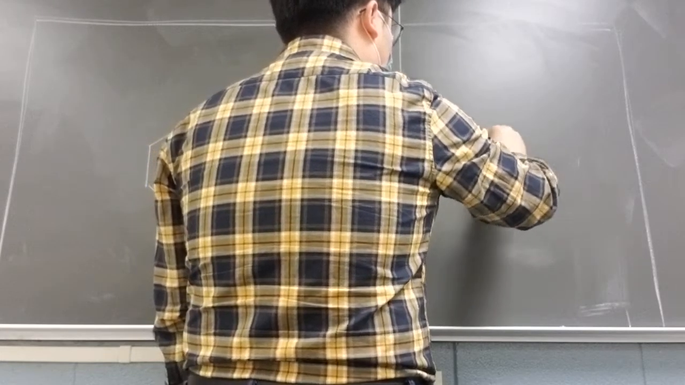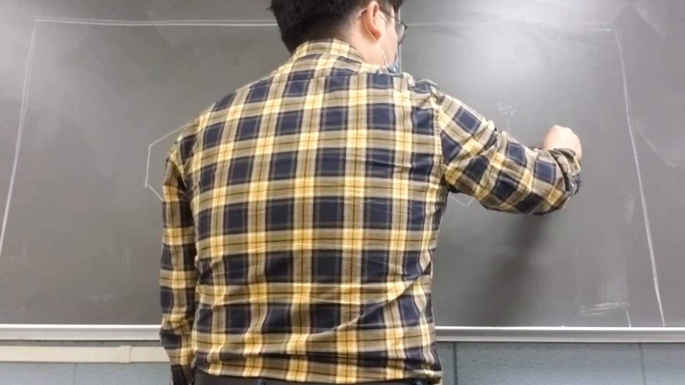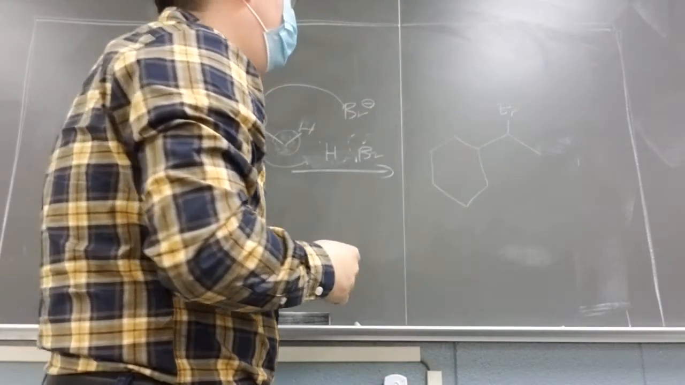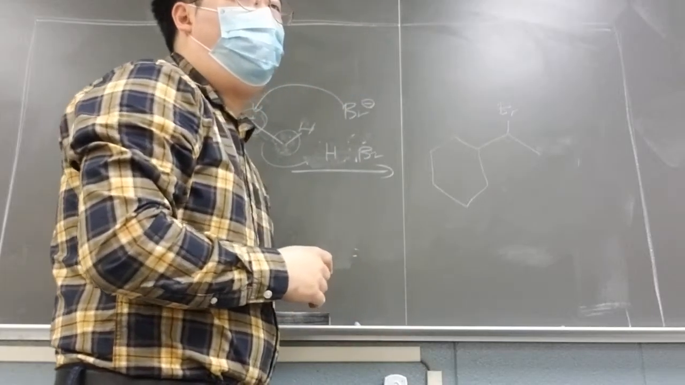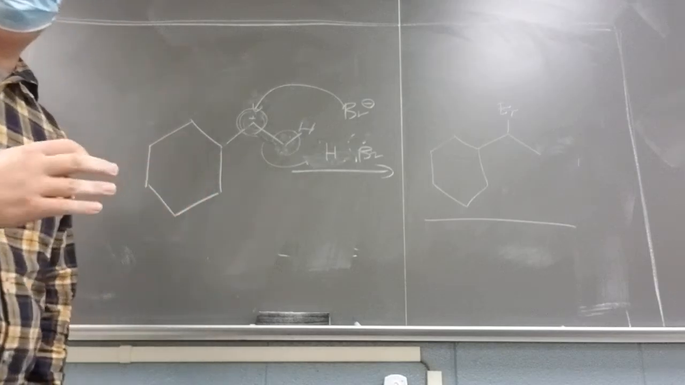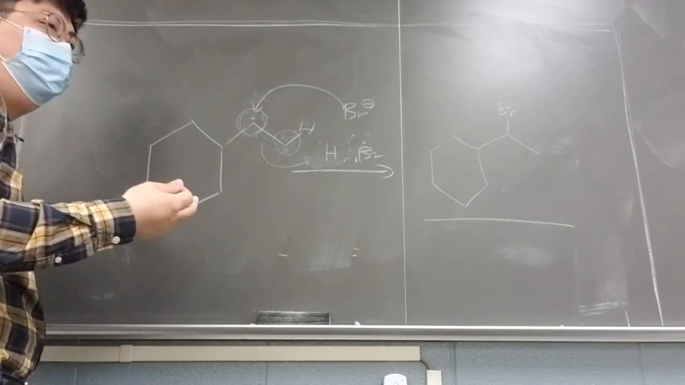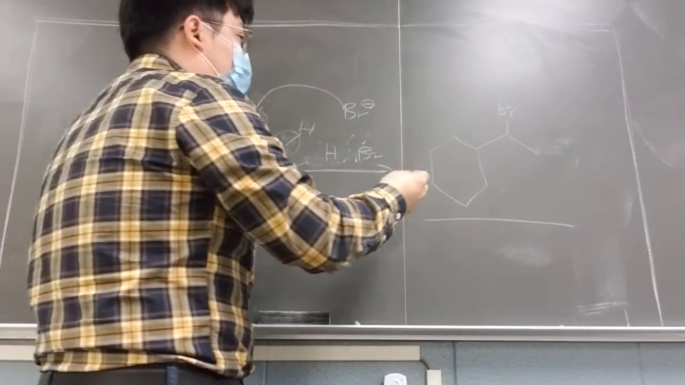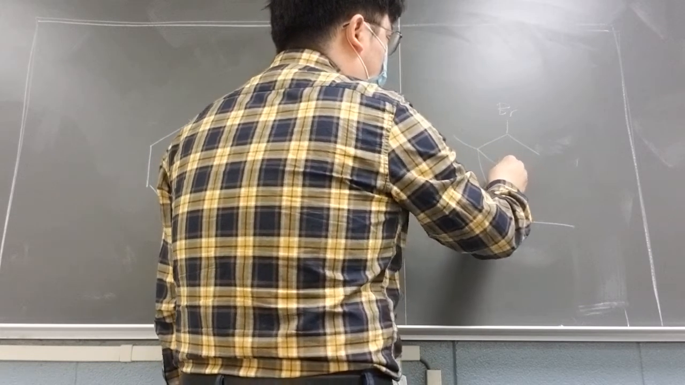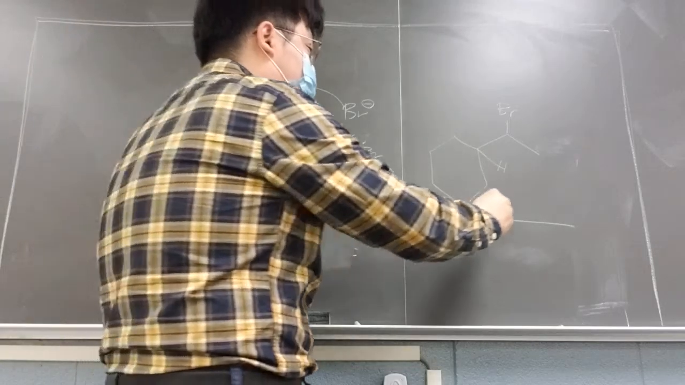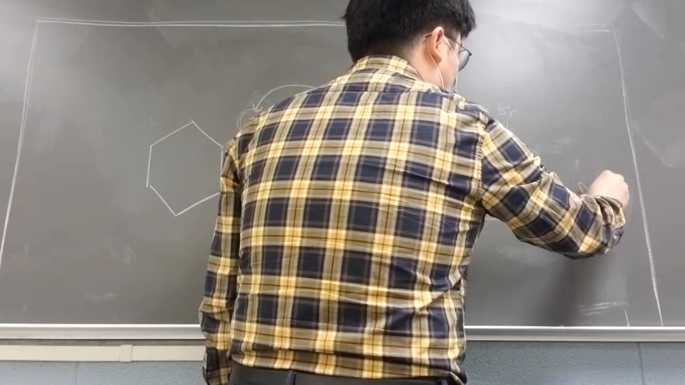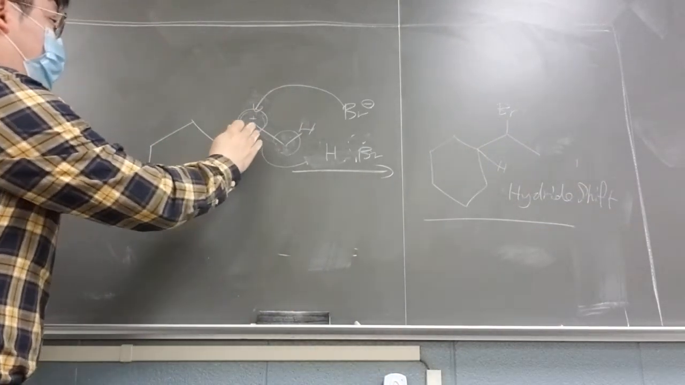Okay, so this is obviously addition, right? Okay, so let's do this together. What happens to this one is, once again, they grab this one over here. Once the pair of electrons grabs this one, they're either going to add the hydrogen here or here. There are two choices, because the pi electrons between these two carbons are grabbing this one.